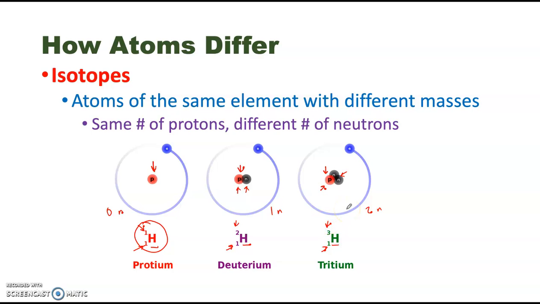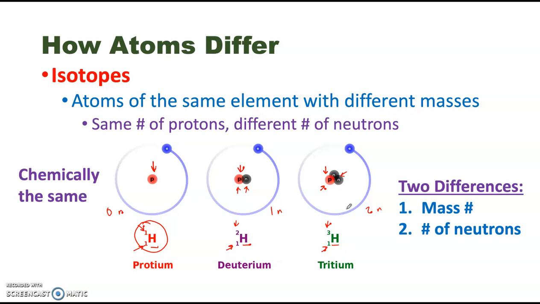So what we know about these 3 atoms, they all have the same number of protons. They're all hydrogen. They're the same element, but they have different masses. They behave the same chemically, but they have different nuclear properties. One is more stable than the other. So chemically they're the same. Now the 2 differences between them is they have a different mass number and a different number of neutrons. So if I ask you what an isotope is, you say it's the same element with a different mass, or the same element with a different number of neutrons.